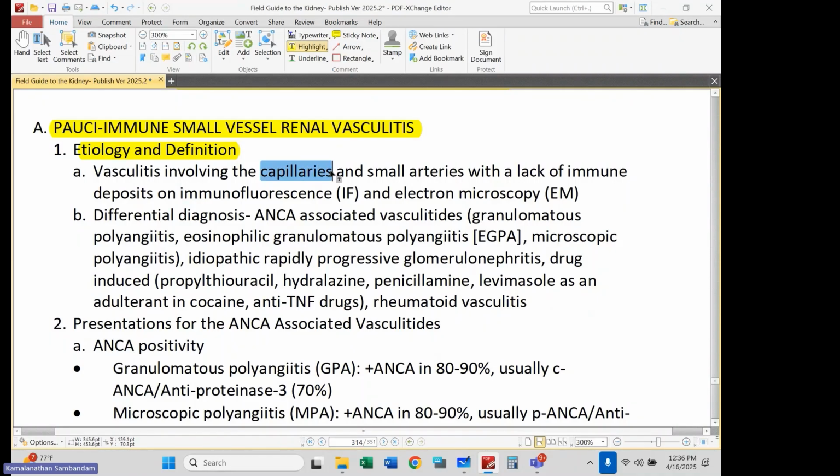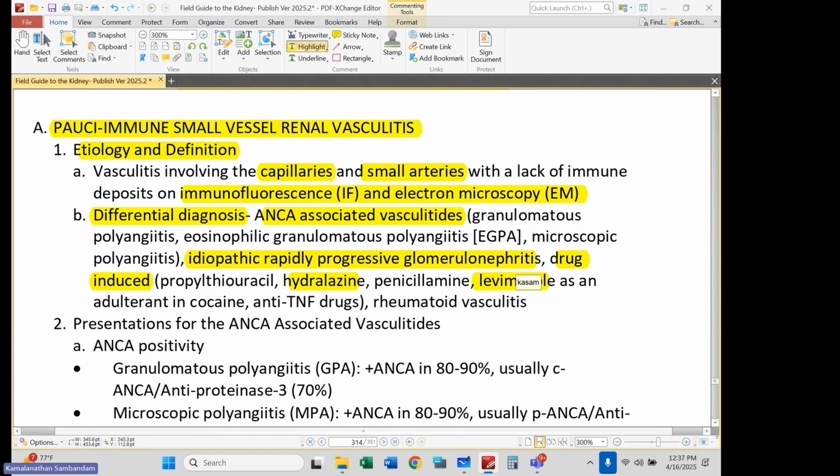Again, this is a condition that involves the capillaries with some bleed over into the smaller arteries. And again, there's no immune deposits on immunofluorescence or electron microscopy. Now, the differential of this would include the ANCA-associated vasculitides, GPA, eGPA, and microscopic polyangiitis. Sometimes you don't detect an ANCA, but it's pauci-immune, and you just call it idiopathic pauci-immune small vessel vasculitis. Drug-induced vasculitis, which we've already sort of covered.